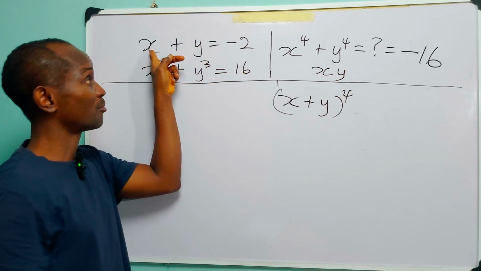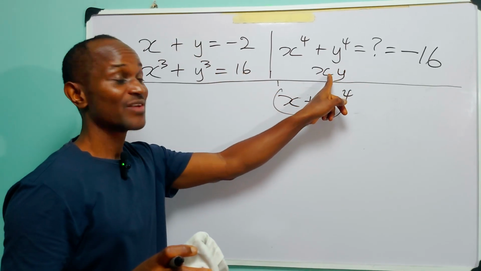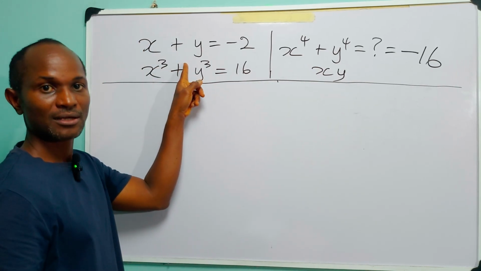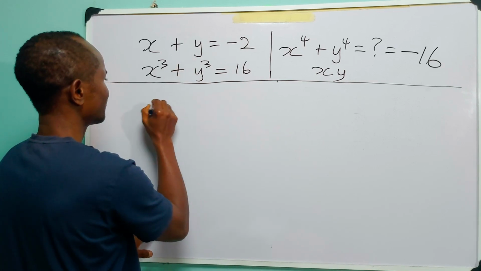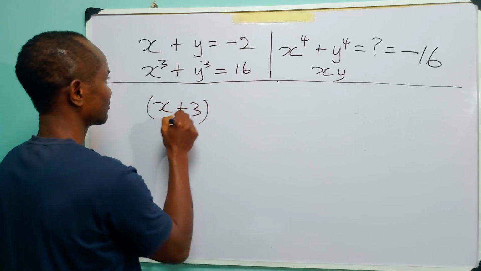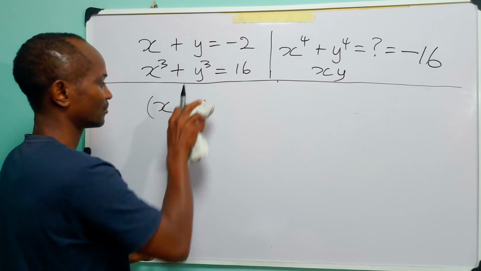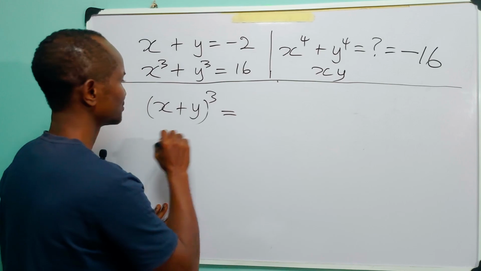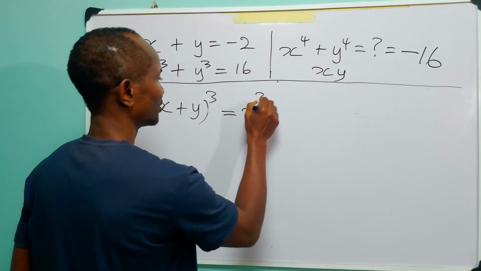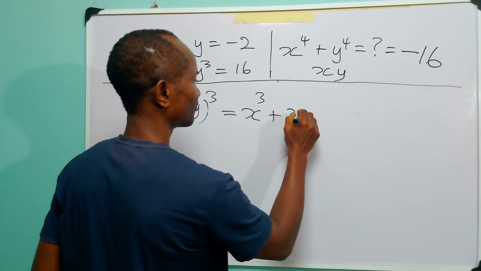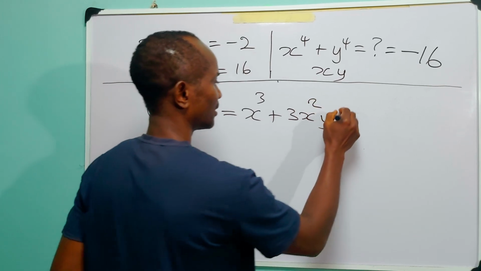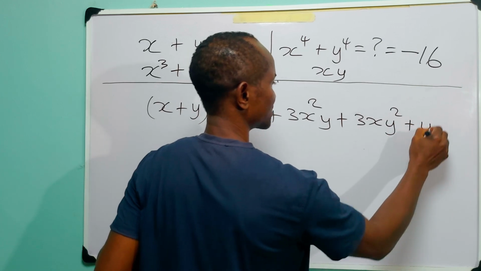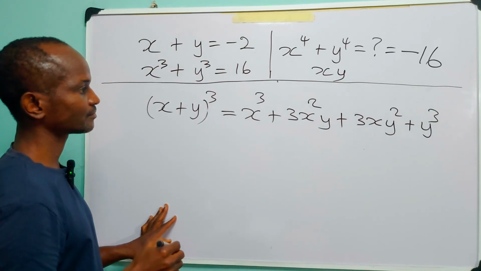We have a value for the sum of x and y. So we need a value for the product of x and y. And we will get that from this fellow. So here we have that x plus y raised to power 3 is equal to x cubed plus 3x squared y plus 3xy squared plus y cubed.